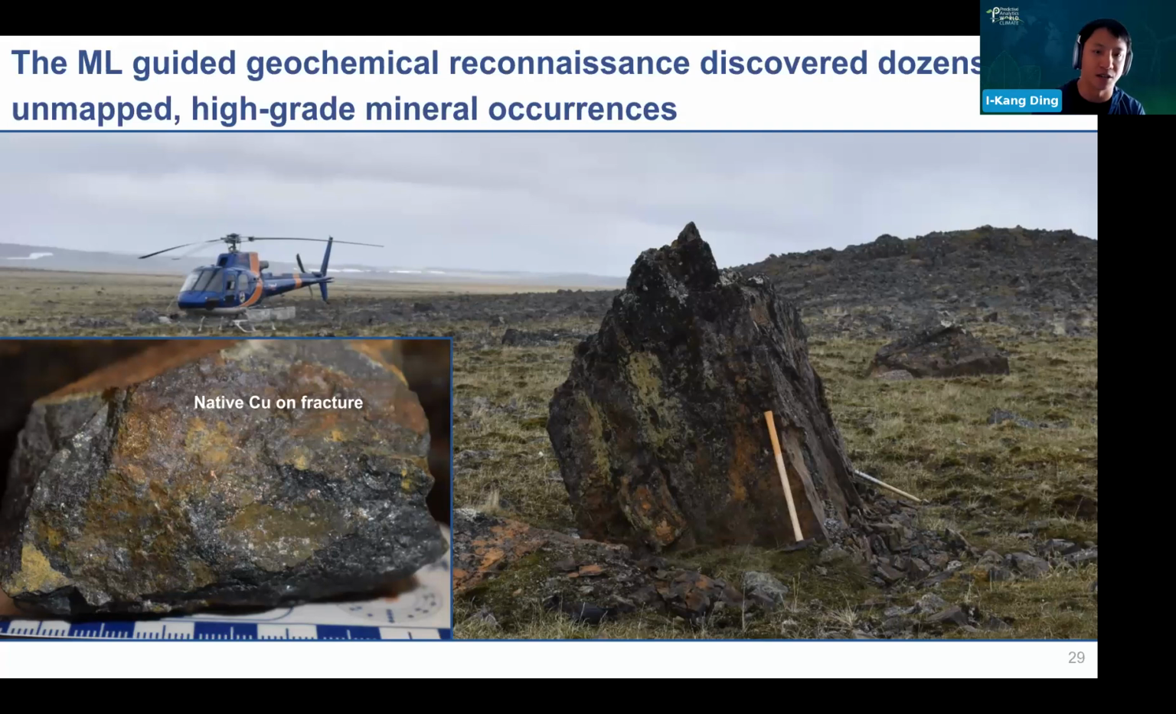The model allowed us to discover several mineral occurrences that were previously unmapped, and that in turn led to a series of drilling campaigns and other activities that bring the Cape Smith project from the earlier stage to a more advanced stage exploration program. So what you're seeing here is an example of a mineralized boulder that we have found, which you can see has native copper in the rock. The rock is so chock-full of copper that it precipitates out and forms copper that you can see from the fracture.